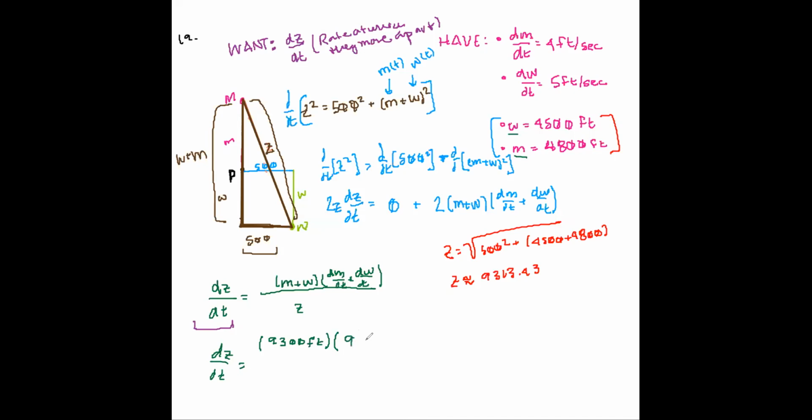It's going to be 9. And now what are my units? Feet per second. All over z, which I said was 9,313.43. And what are my units for this? Well, that's just feet, right? Okay, so I can go ahead and cross out these two feet. And so I know my final answer is going to be in feet per second.